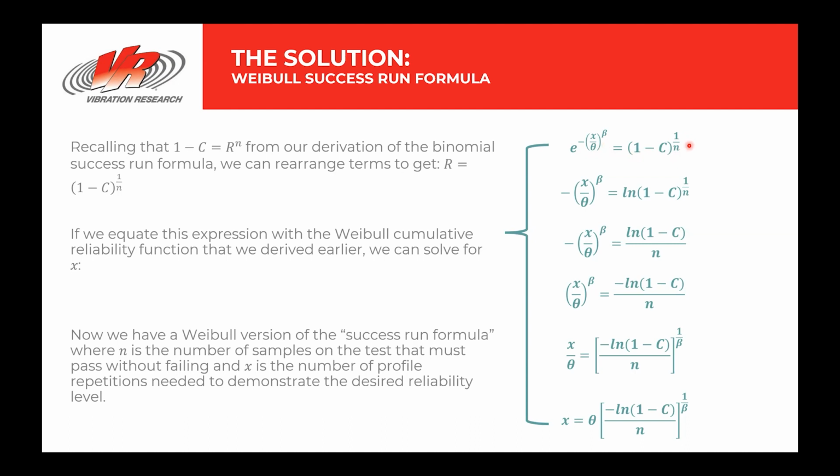And if we work through the math, we're going to take the natural log of both sides. And then we recall that the natural log of something raised to a power is simply equal to that power times the natural log of the something. So I end up with ln of (1 minus C) over n. I move this minus sign to the other side, I take the beta root of both sides, and then I can multiply by theta.